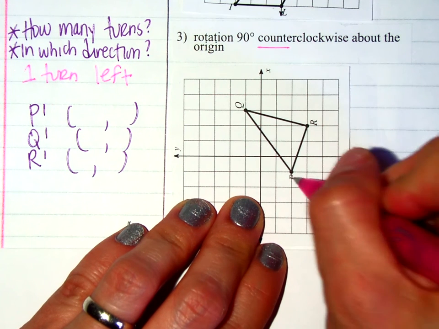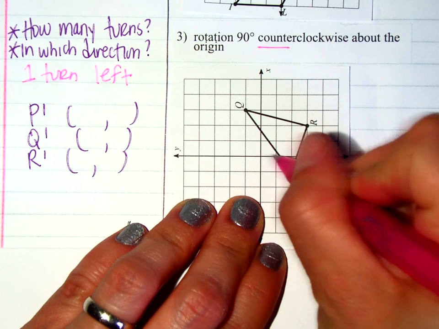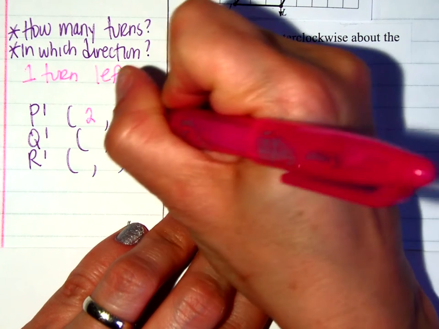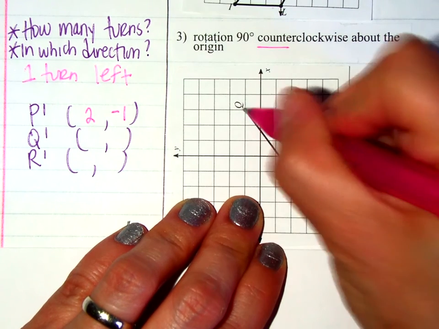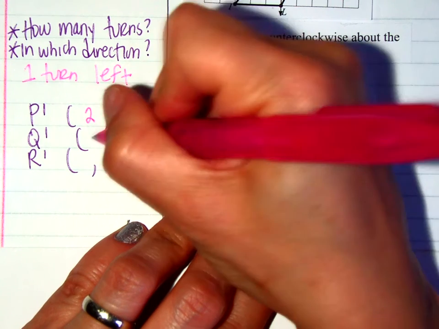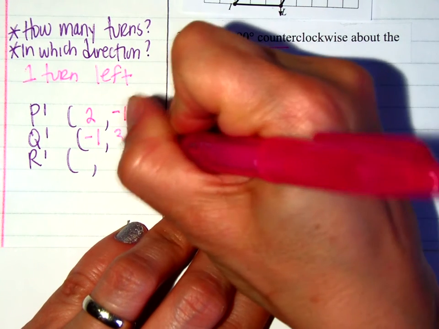Okay. P prime should be at 2 to the right and 1 down. So 2 to the right and 1 down. Q prime is 1 to the left and 3 up. 1 to the left and 3 up.